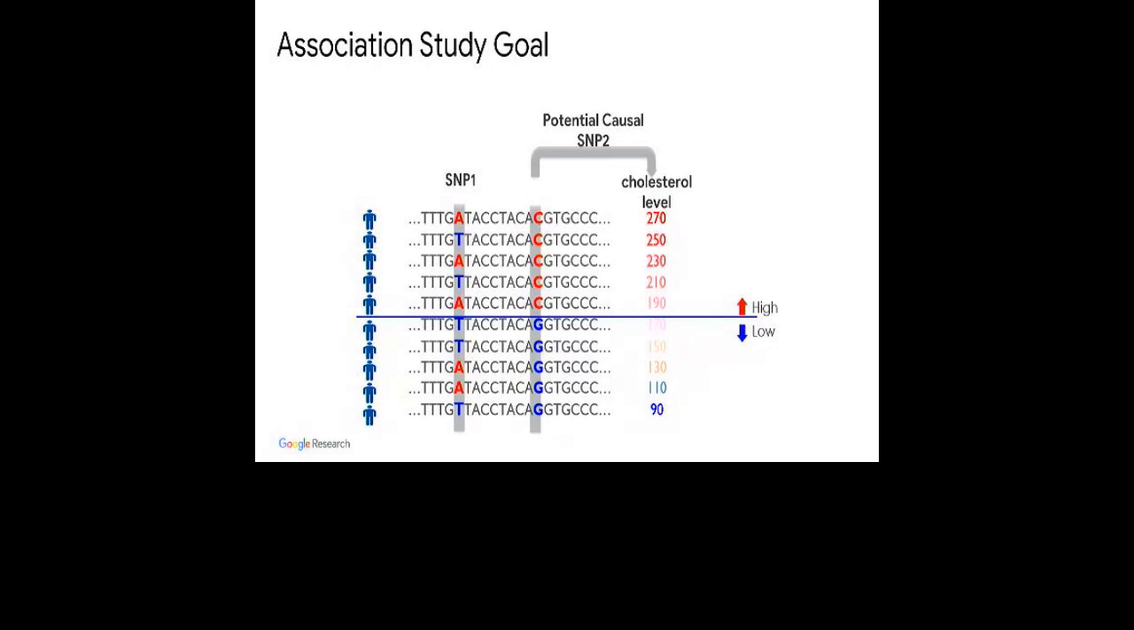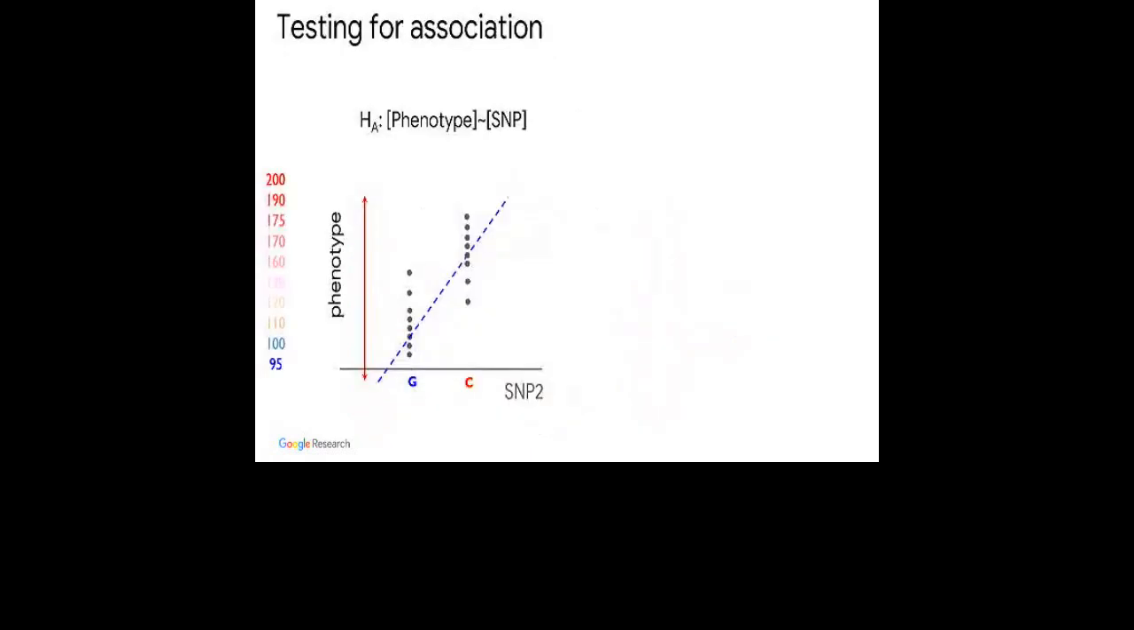Now, for the first SNP, you don't see any pattern, but for the second SNP, you clearly see that every individual that has the C allele has a high cholesterol level compared to the individuals that have the G allele. Now, you can actually formalize it. I like visualization, so you can visualize it. Here, the x-axis is the allele that you have for that SNP. The y-axis is the phenotypic value, and you're fitting this line.